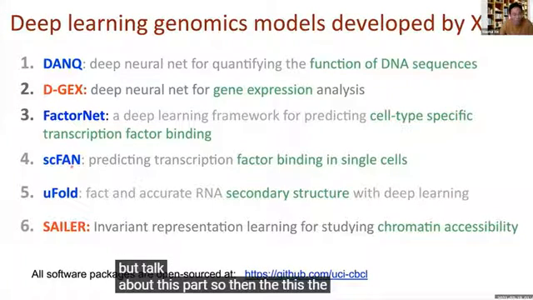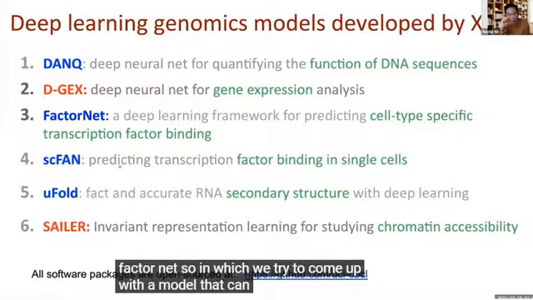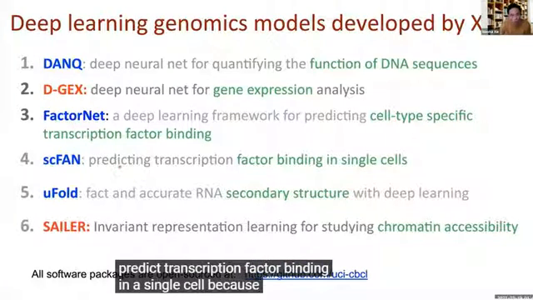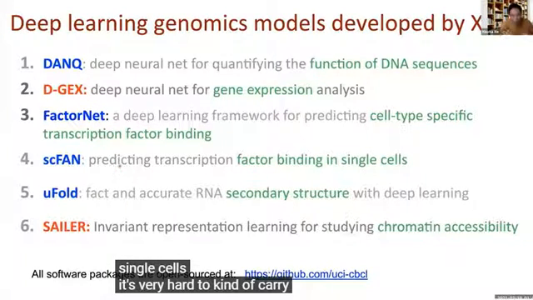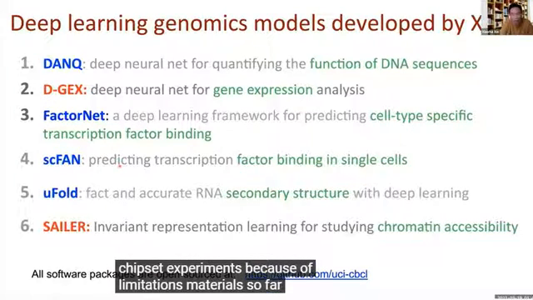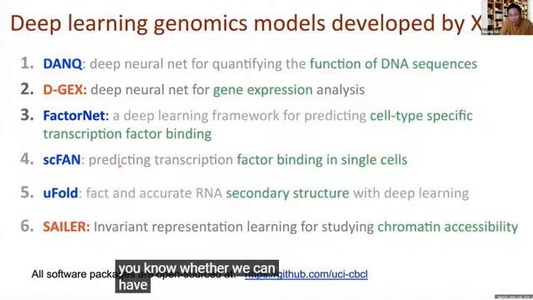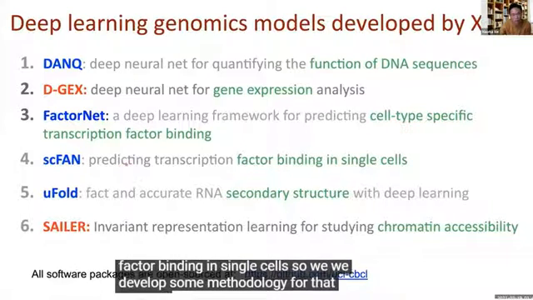So then the next piece of work is called SC-FIN, and this is an extension of FactorNet. We try to come up with a model that can predict transcription factor binding in single cells, because in single cells it's very hard to carry out those ChIP-seq experiments because of the limitation of material so far. However, people are interested in understanding individual transcription factor binding in single cells. So we developed some methodology for that purpose.